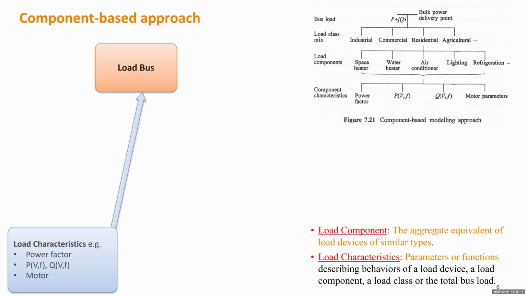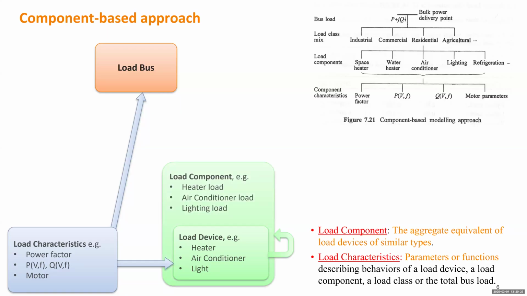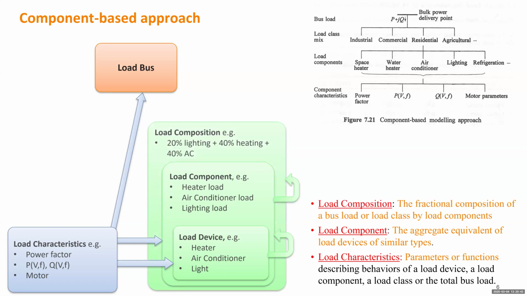So you also need to follow that bottom-up approach and go to the next level, which is the load component. In the load component, you use those characteristics to form different types of devices such as heaters, air conditioners, or lights, and then you aggregate those devices into different types of load. Okay, so that's the load component. Definitely you can directly jump from the load characteristic to the component. And when you come to the composition, you have to give a certain percentage of components to give you that type of load.